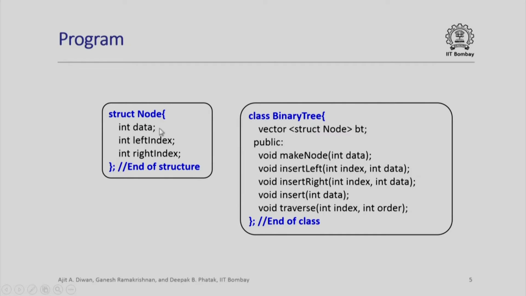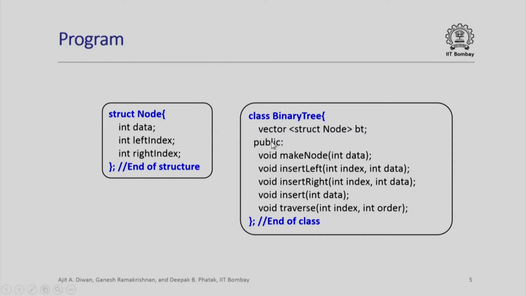This is the structure of the node. It has an integer data, an integer left index and an integer right index. The class binary tree itself is defined to have, remember what we said, we will use a vector class. So, it is a vector struct node BT. So, BT now becomes our binary tree.